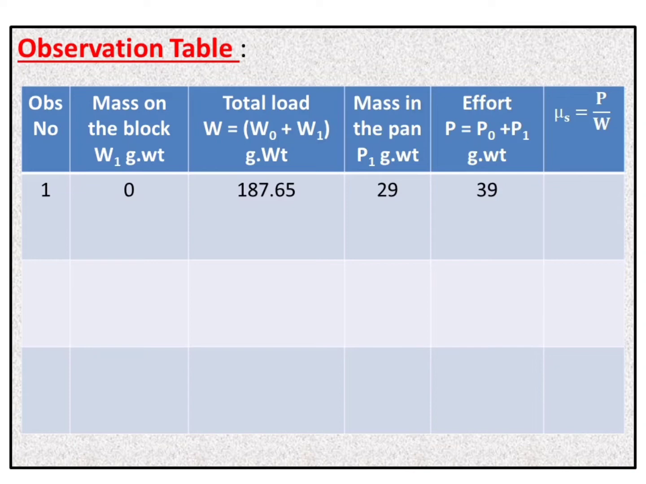Now on the first observation, we have not added any mass on the block, so it is 0. Then the total load W is equal to 0 plus 187.65, which is equal to 187.65, and the mass in the pan, that is P1, is equal to 29. So the effort, that is P naught plus P1, that is 10 plus 29, is equal to 39.